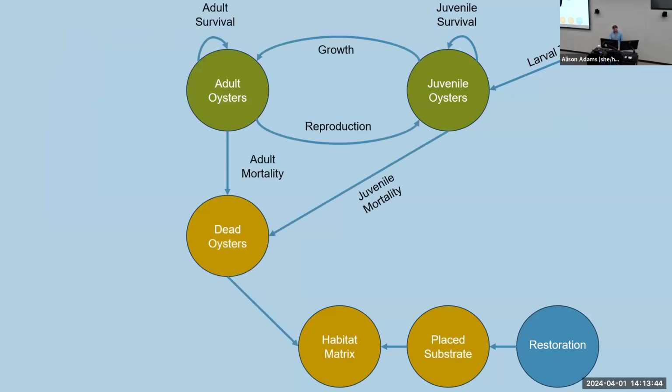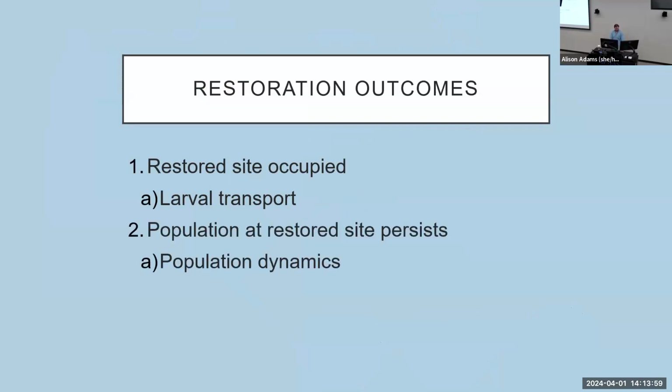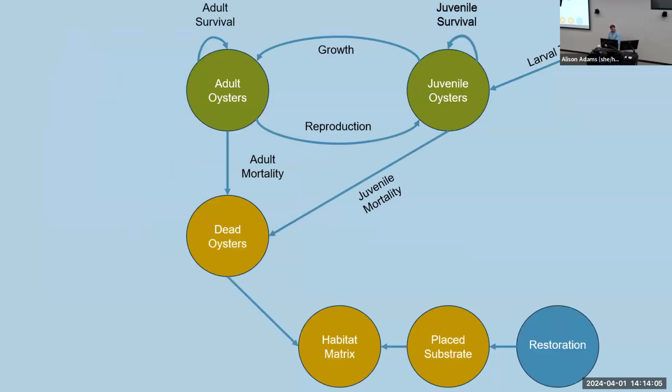And so when we're considering our restoration outcomes, what we're really concerned with is that first, our restored site becomes occupied. This site is there, we put rock there, we want oysters to come to it. And they do that through larval dispersal, larval transport. And then once individuals are at these sites, the population persists.